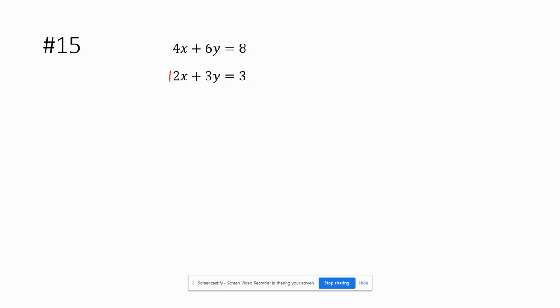If we're going to try to eliminate something, we want to get either the coefficients in front of x the same or the coefficients in front of y the same. And if you multiply this equation by 2, you'll notice that we get 4x plus 6y equals 6. That makes both coefficients the same. So if we take equation 1 minus equation 2, 4x minus 4x is 0. 6y minus 6y is 0.